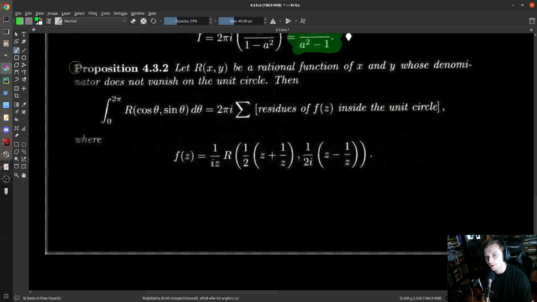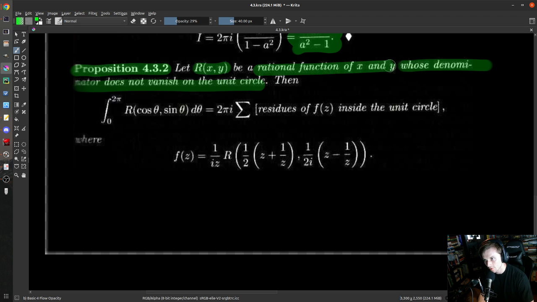Okay, so here's basically the summary of what that is. This is proposition 4.3.2. If you have R(x, y), a rational function of x and y, two real variables, whose denominator does not vanish on the unit circle, and that part is important, it has to be a rational function of x and y, then the integral from 0 to 2 pi of R with cosine and sine plugged in for x and y is 2 pi i times the sum of the residues of f(z) inside the unit circle. What is f(z)?